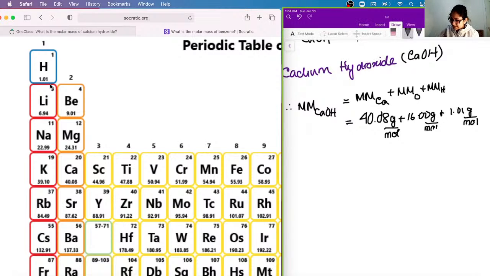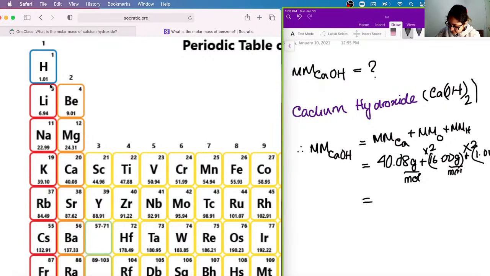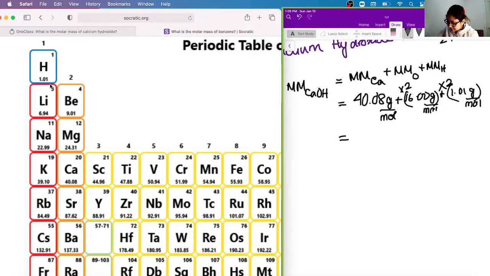The next step is to add all the numbers together. Sorry, I forgot that the OH has a subscript 2. The formula for calcium hydroxide is Ca(OH)2. Mistake on my part. So you would have to multiply the oxygen and the hydrogen by 2.